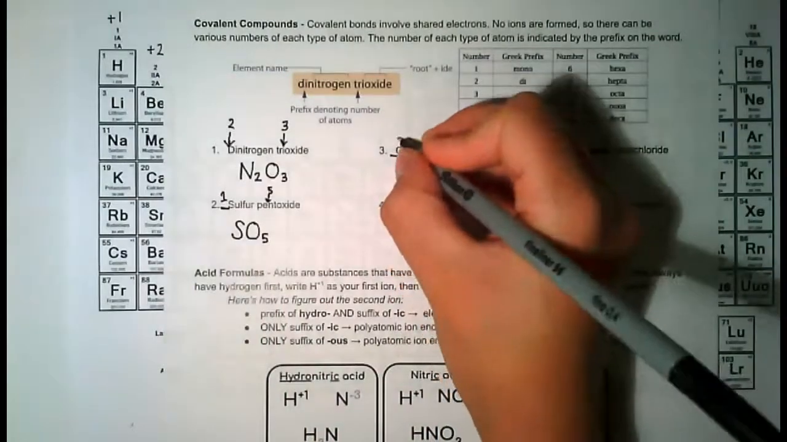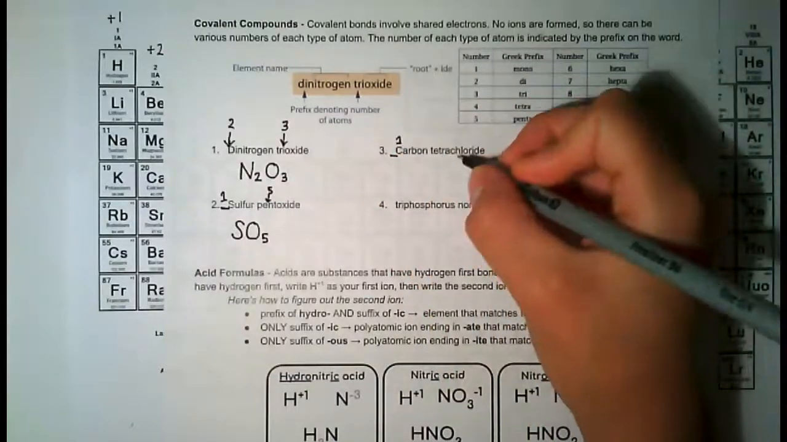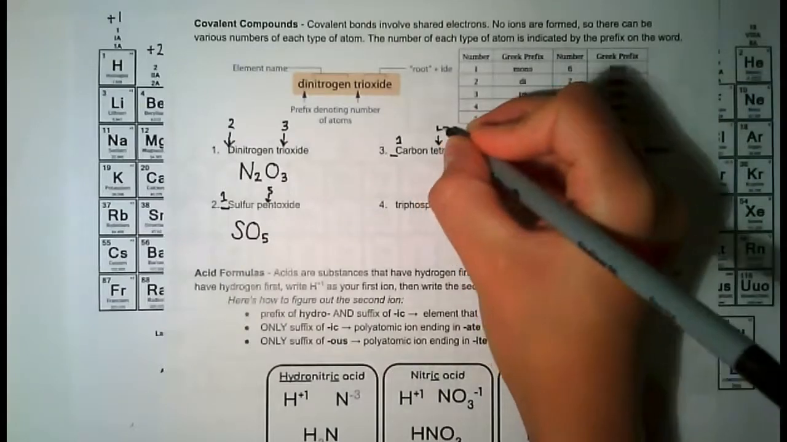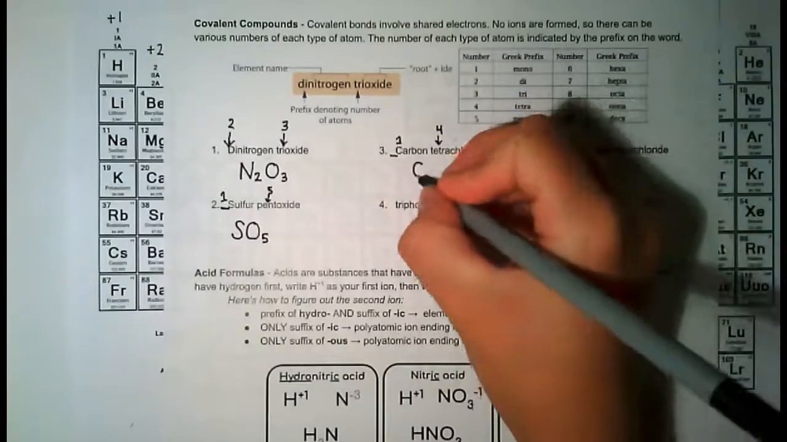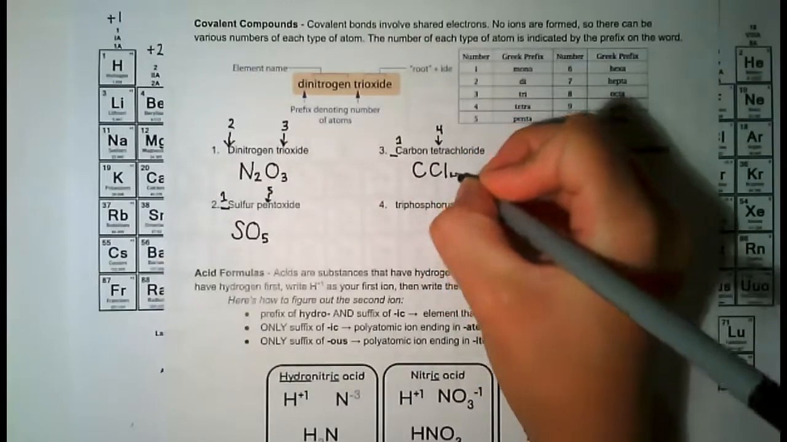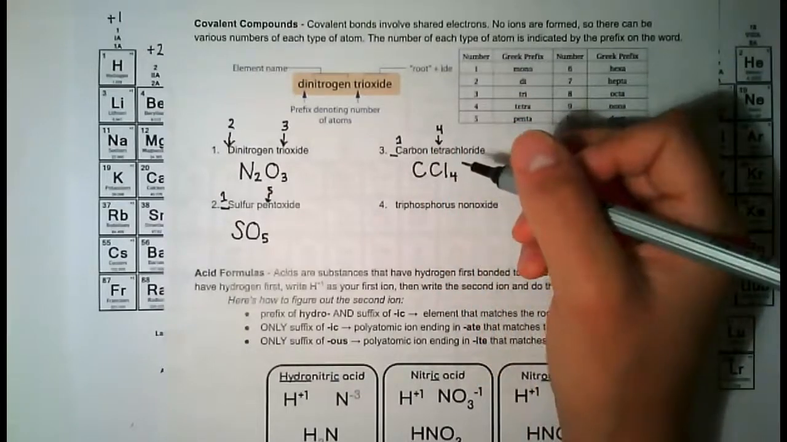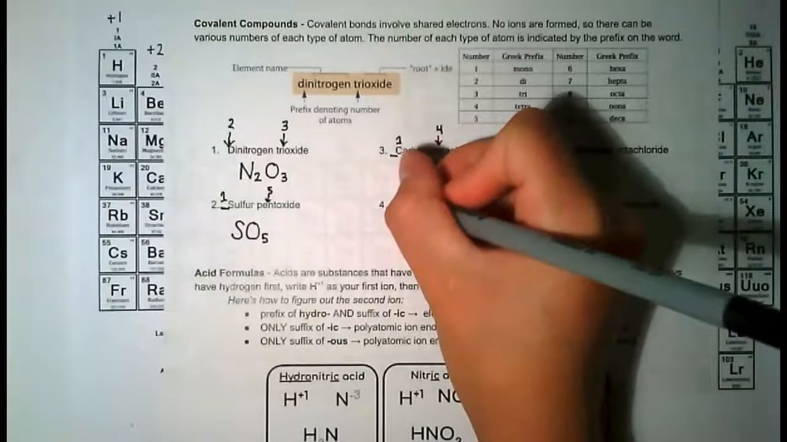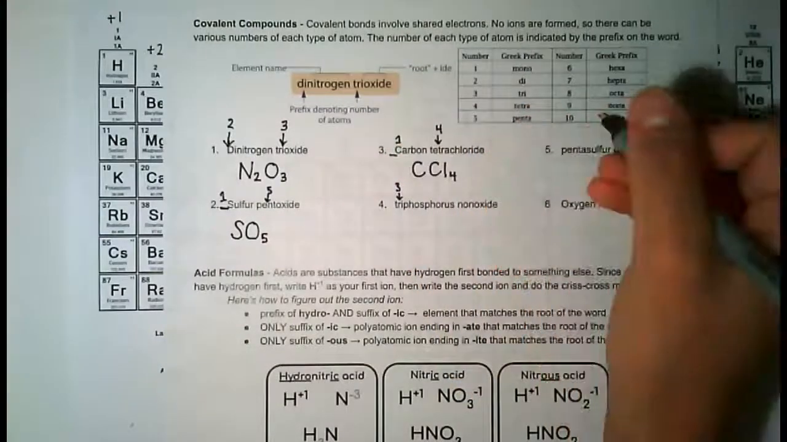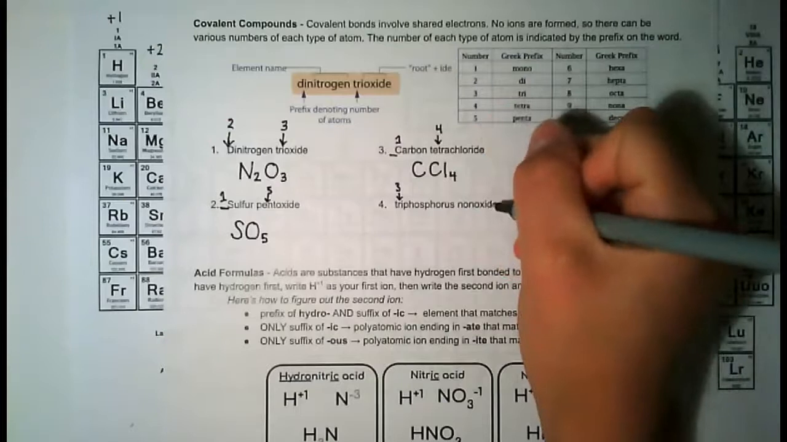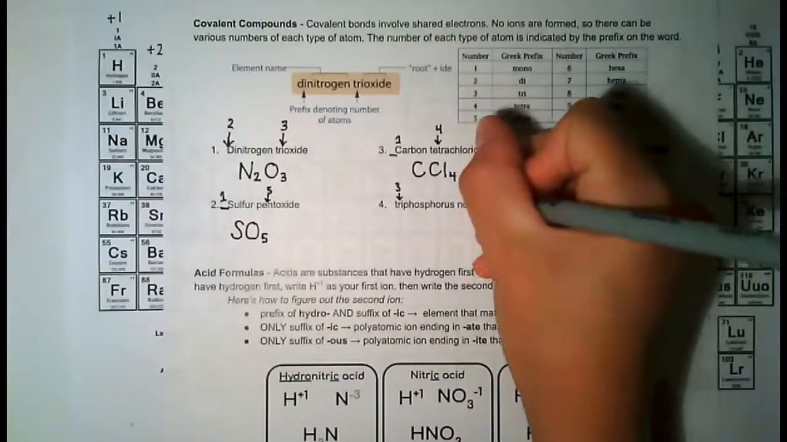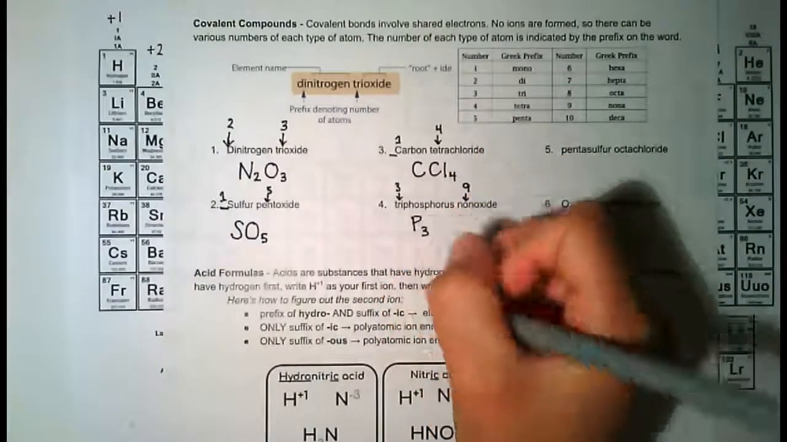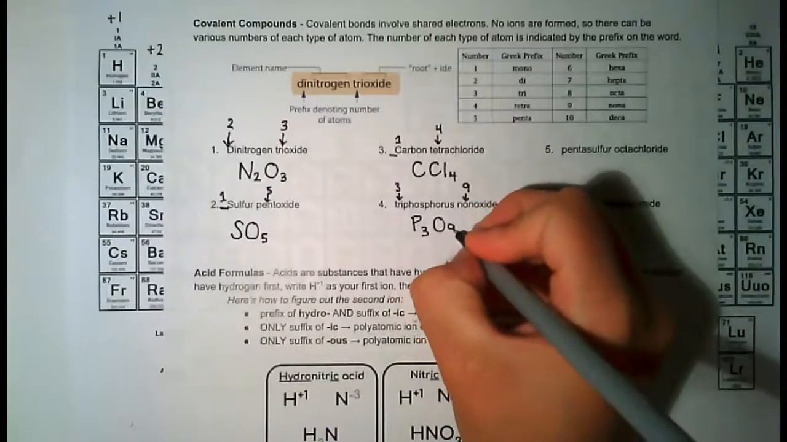Then carbon tetrachloride. There's no prefix, so we know there's 1 carbon. And tetrachloride, tetra being the prefix meaning 4. So we have 4 chlorines and 1 carbon. CCl4, carbon tetrachloride. Triphosphorus nonoxide. Tri means 3. And nona, or for oxygen, we shorten it to nonoxide, so it means 9. So we have 3 phosphoruses and 9 oxygens.